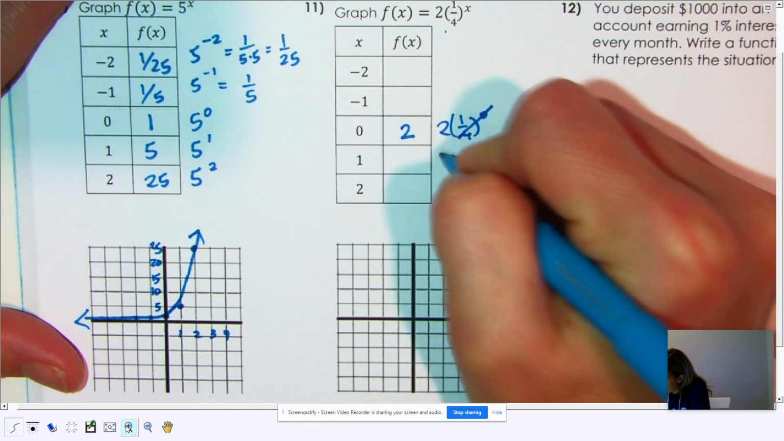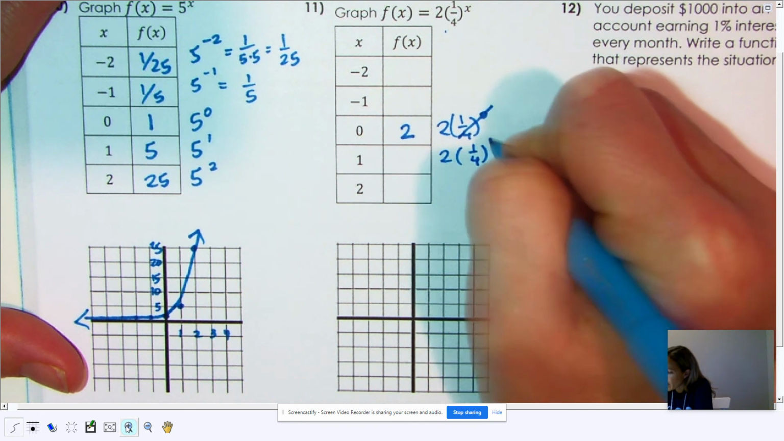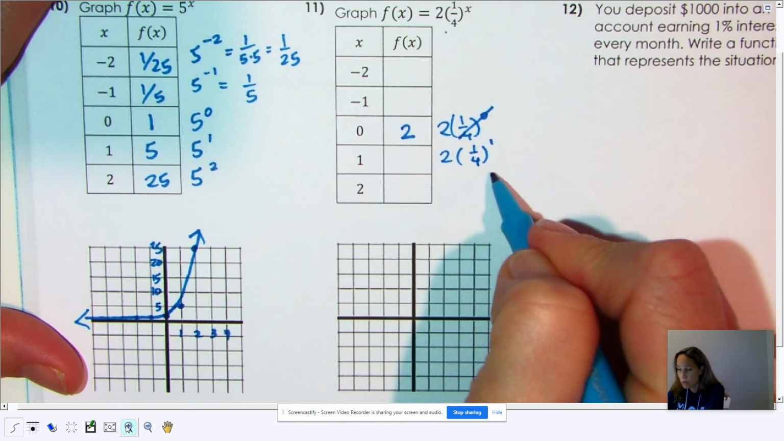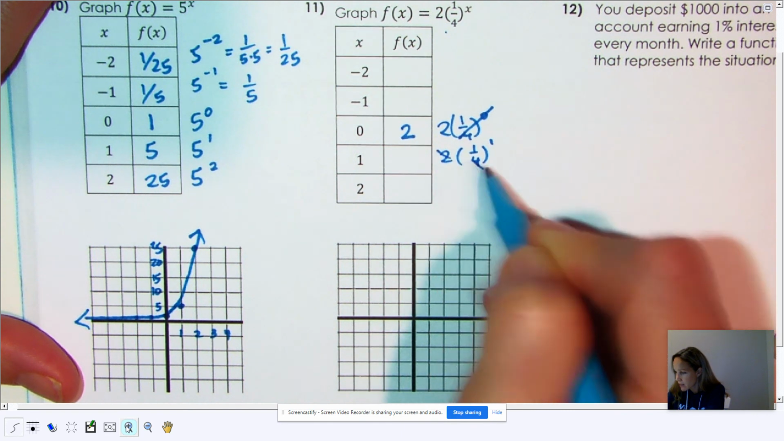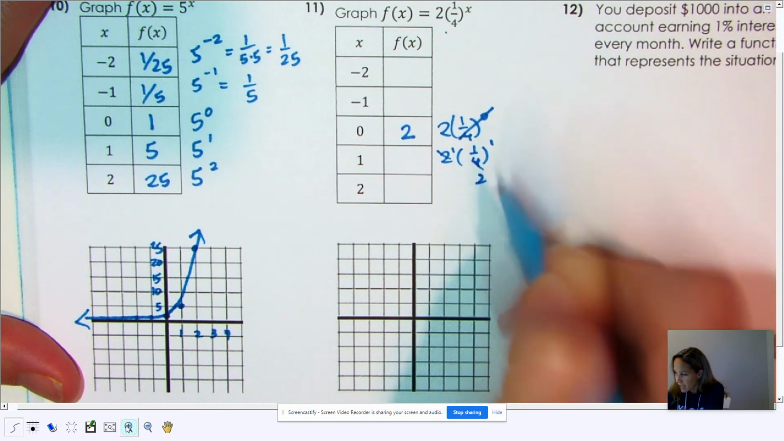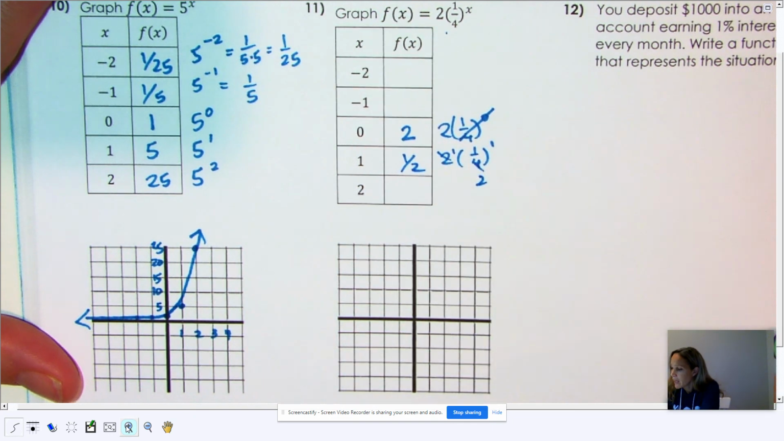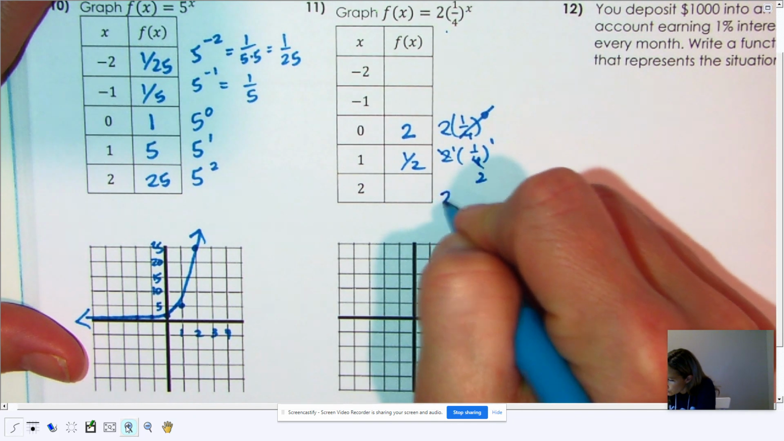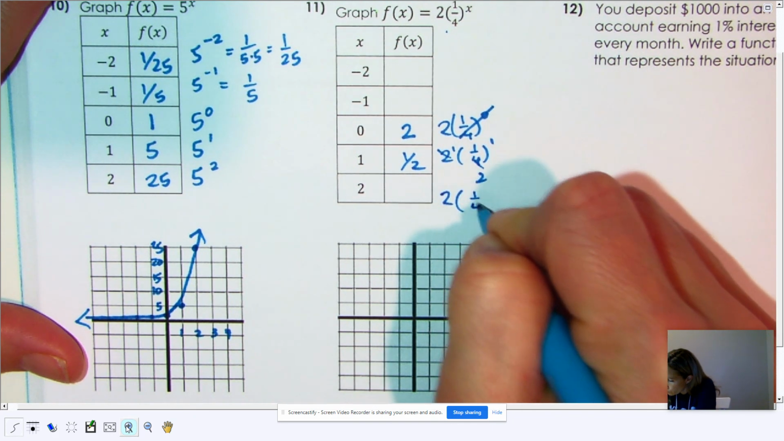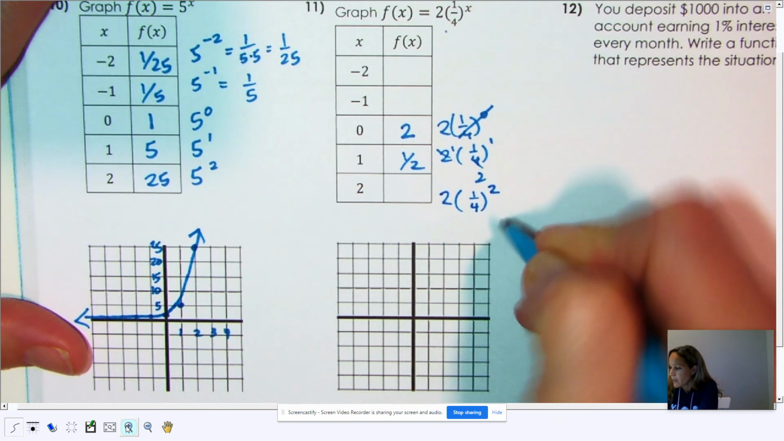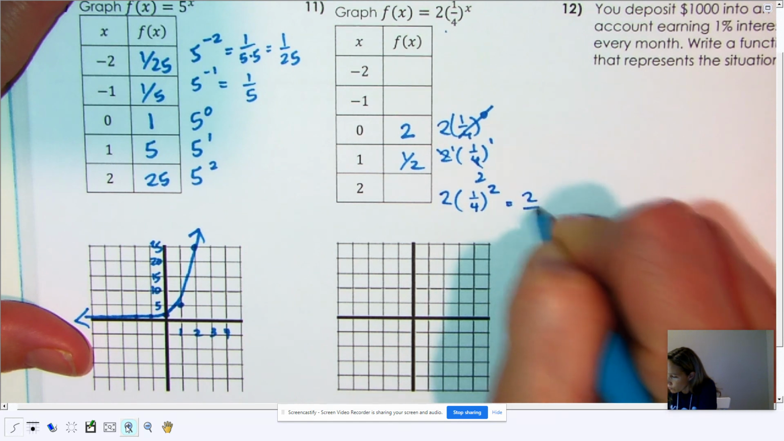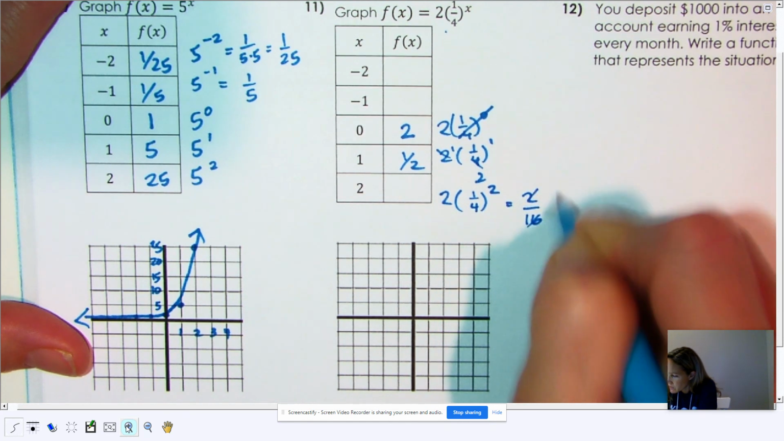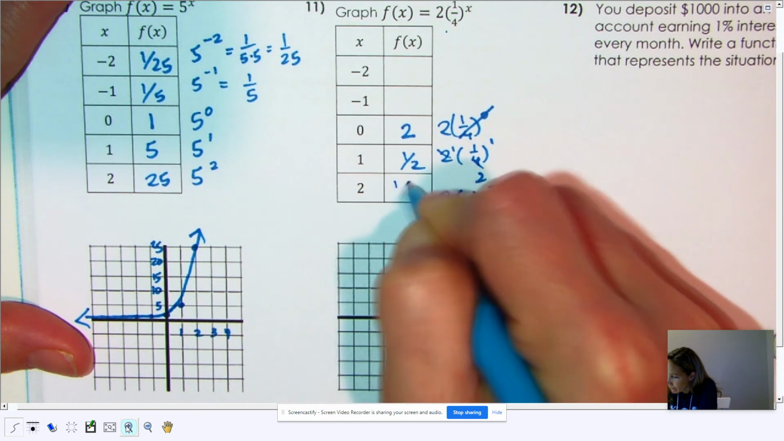This one right here, 2 times 1/4 to the 1 would be 2 times 1/4, which is the same thing as divide by 4. And if I reduce that, I would get 1/2. And then if I have 2 times 1/4 squared, that would be 4 times 4 is 16. So I would have 2 over 16. And if I reduce that, I get 1/8.